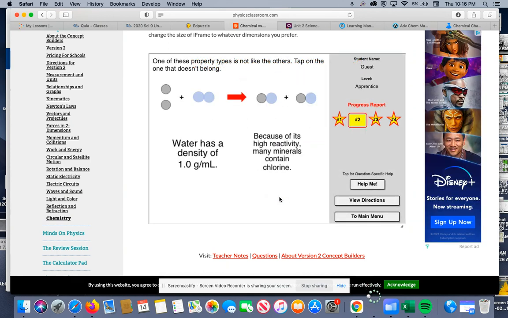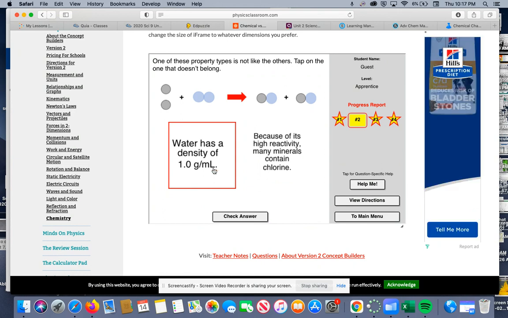Okay, let's go to this one. I'm not going to say anything. I'll just read them. You see what you think is going through your head. So I'm going to look at the picture first. Okay. Water has a density of 1.0 grams per milliliters. Because of its high reactivity, many minerals contain chlorine. Okay. I'm choosing the water not belonging.